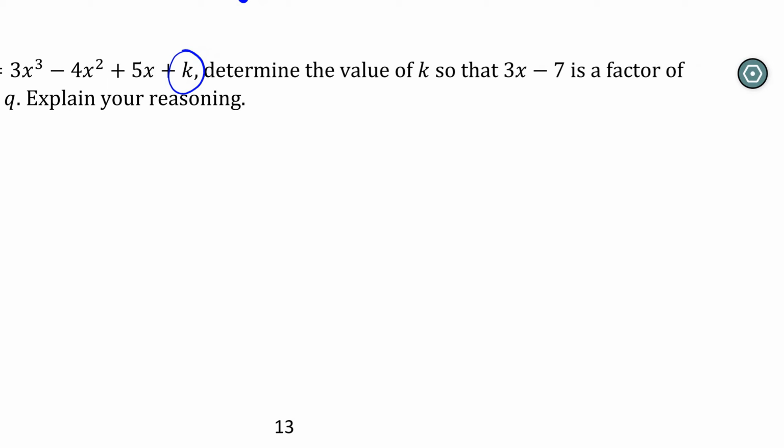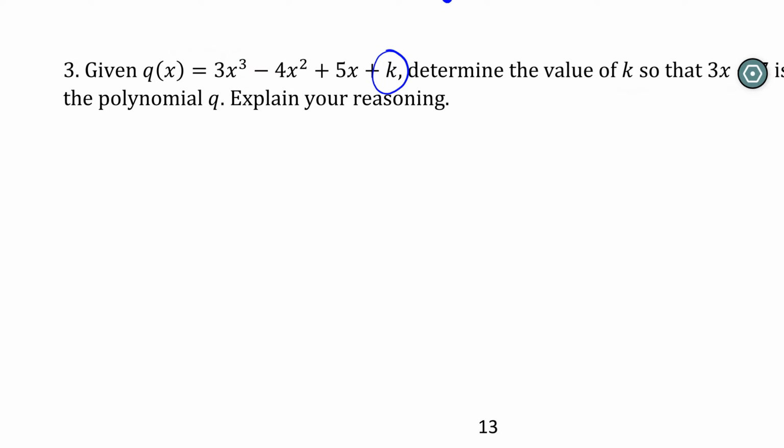Now, one of the things that we talked about is when you divide two polynomials, if the remainder is 0, that means the quotient is a factor of the polynomial. So essentially, this is a fancy way of asking you to find a value that makes it so that there's no remainder. Okay, so we're still going to do long division.